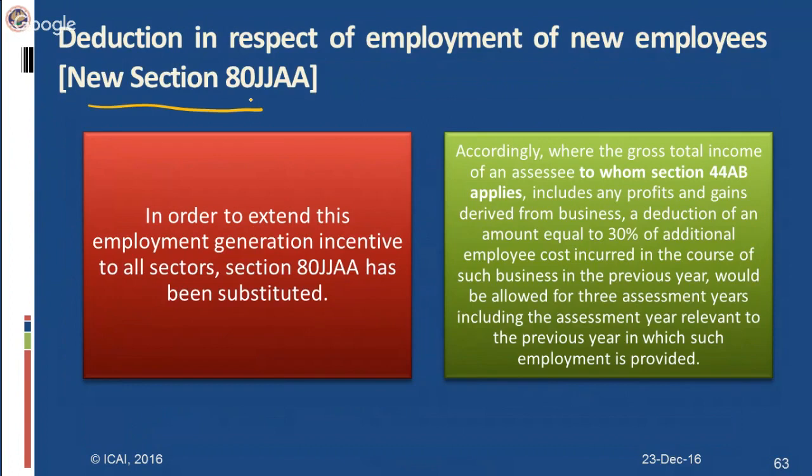Now what is the condition? The gross total income of the assessee to whom Section 44AB applies. 44AB is the tax audit section. That is, your turnover should be over 1 crore. That is a condition. If I have a turnover of 40 lakhs, say, then for me, 44AB does not apply. Therefore, if I have a business and I have a turnover of less than 1 crore, 44AB does not apply, so I won't be entitled to deduction under 80JJAA. So the first condition is that Section 44AB applies.